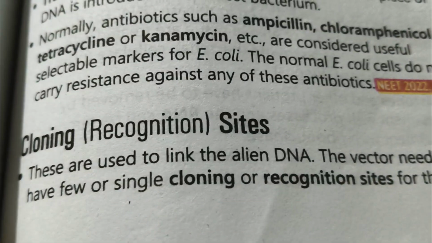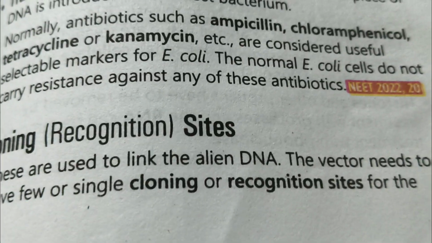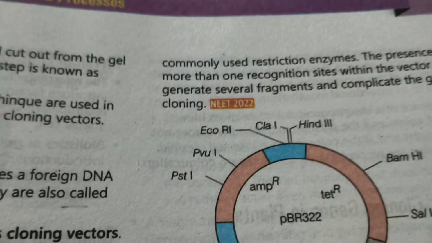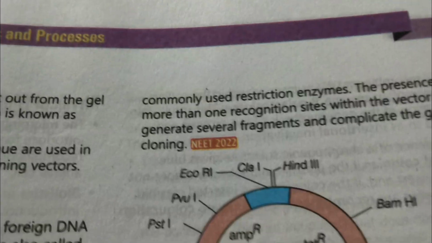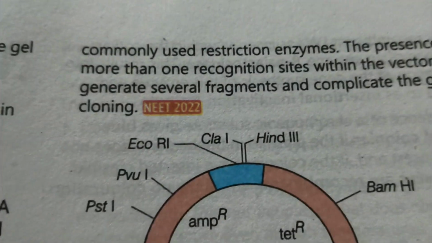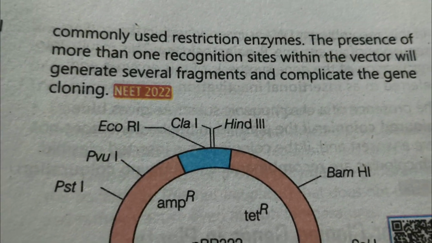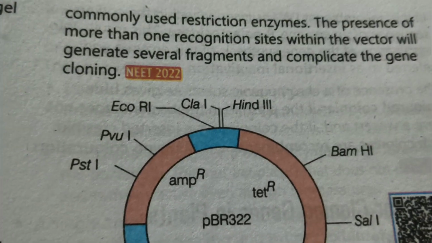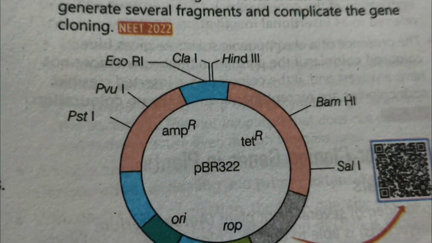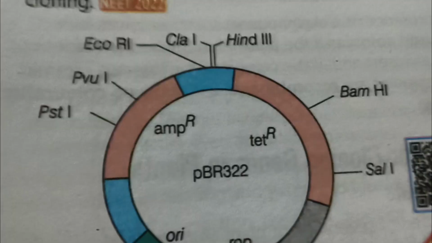The vector needs to have few or a single cloning recognition site for the commonly used restriction enzymes. The presence of more than one recognition site within the vector will generate several fragments and complicate the gene cloning. Need 2022 this one.